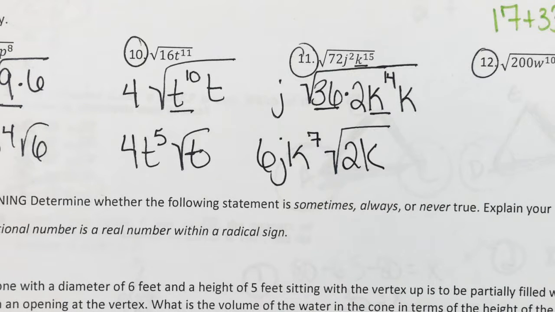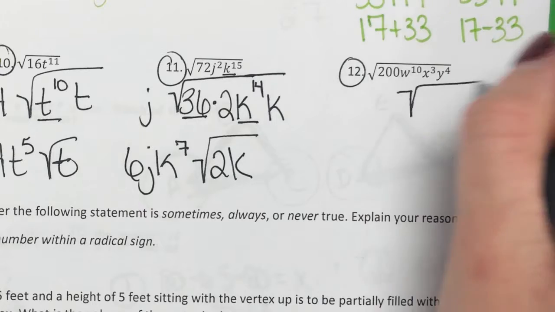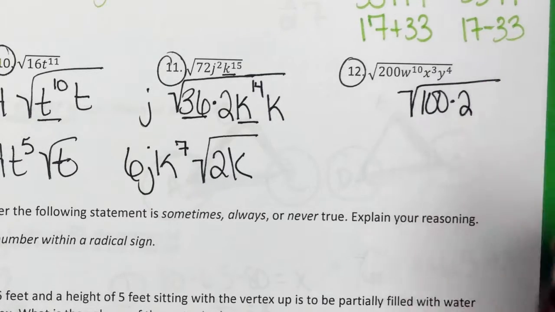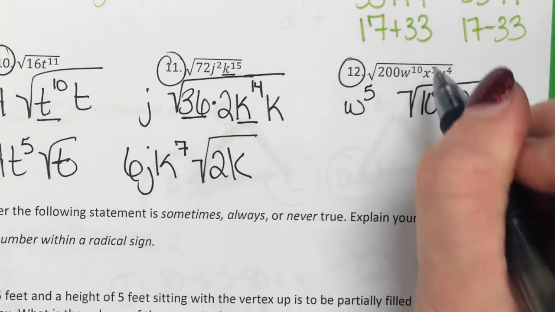Very good. Y'all okay? 200 is a perfect square? No, it is not. No, 100 is. 100 is a perfect square. Very good. So we have 100 times 2. What about W to the 10? W to the 5. There you go.